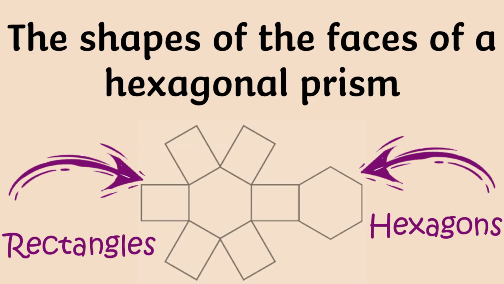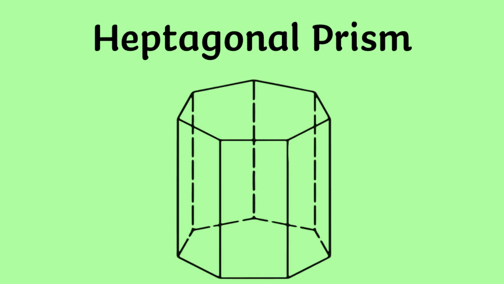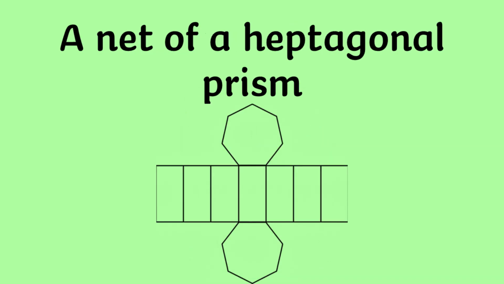What do you call a shape that has 7 sides? Do you know this one? I like to call it a heptagon, but another name for the heptagon is a septagon. Here we have the heptagonal prism. And here is an example of what a net for a heptagon can look like.